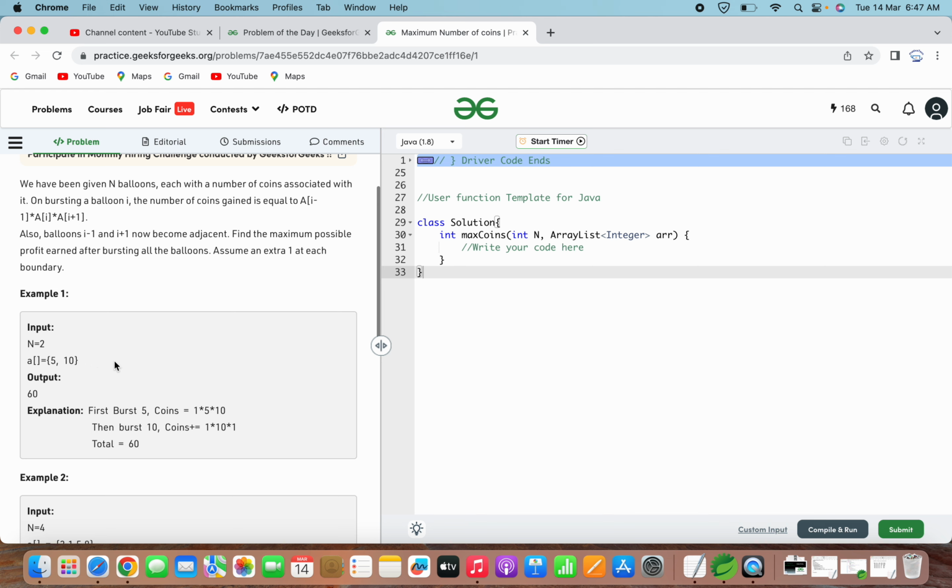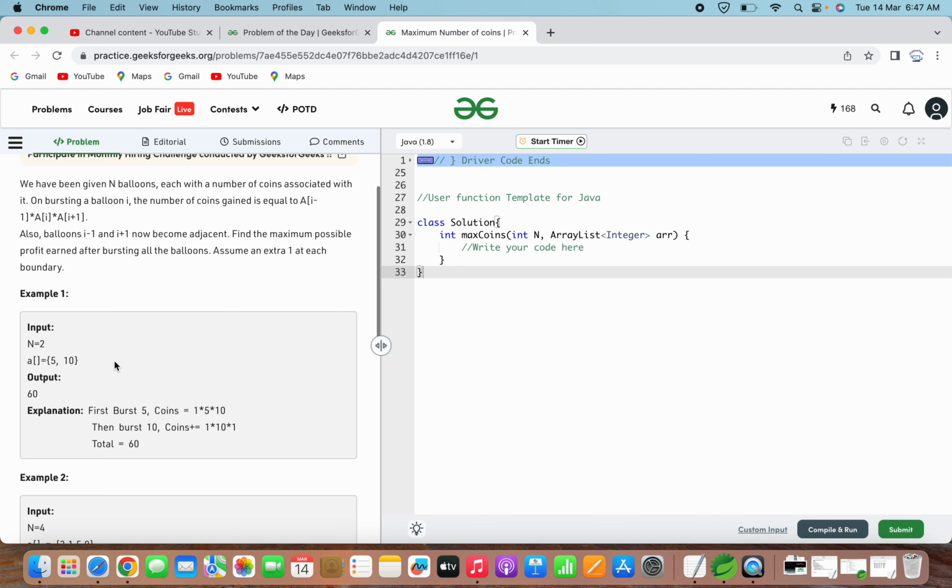Since in the question it has been asked to assume there is one extra one at the boundary, it will be like 1 5 10 1. So after 5 has been removed, that means 5 has been bursted, now the boundary 1 at the starting will become adjacent to 10. So that's why on bursting 10 we get coins as 1 into 10 into 1, that is 10. So the total is 60, and this is the maximum profit that we can obtain.